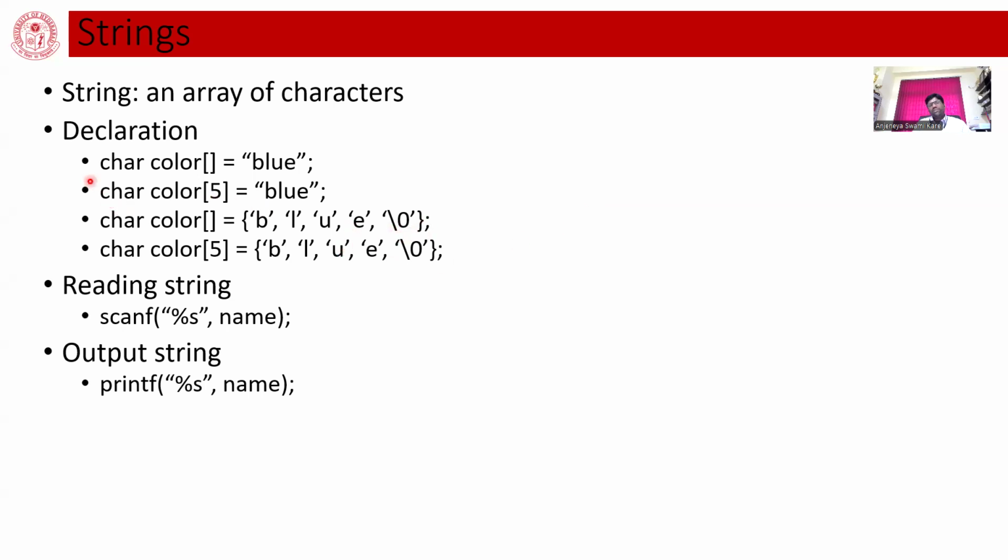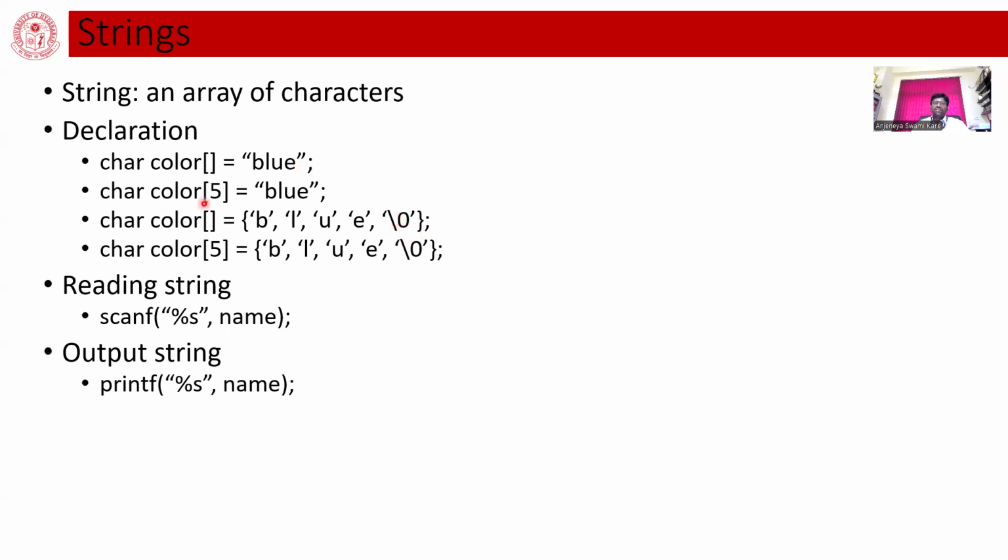So what are the different ways to declare a string? This is initialization. I can initialize like this: char color[] = "blue". It means color is a character array which has four visible characters, but there is an invisible character called the null character. So it has five characters. The first character is B, the second is L, the third is U, the fourth is E, and the fifth is the null character.